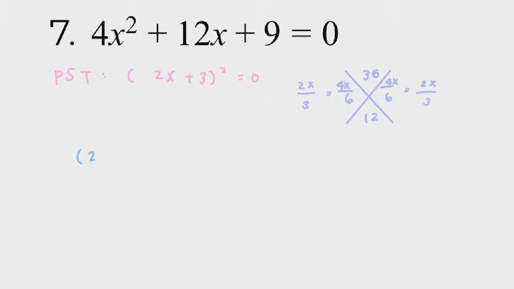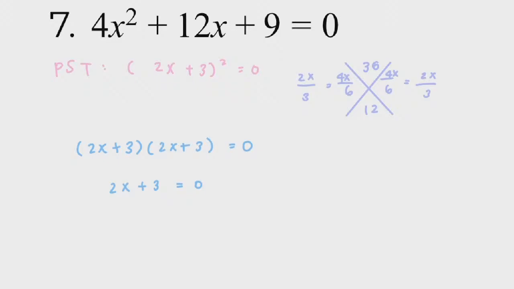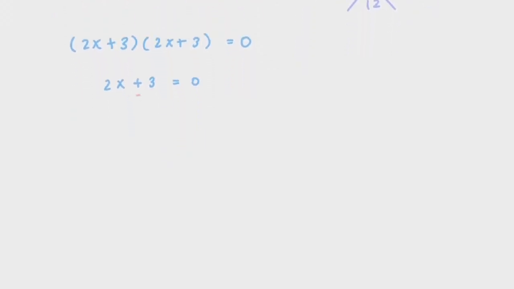Okay, so we have 2x plus 3 times 2x plus 3 equals 0. And since they're both the same, we can just set one of these factors, 2x plus 3, equal to 0. Then to solve, we're going to subtract 3 on both sides. We get 2x equals negative 3, divide by 2. So x equals negative 3 over 2.